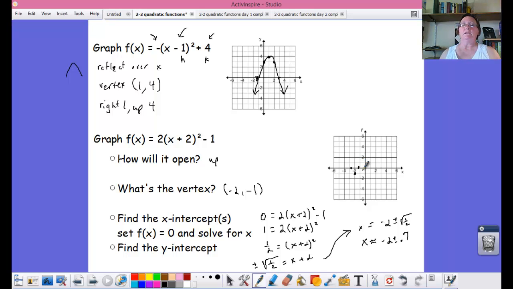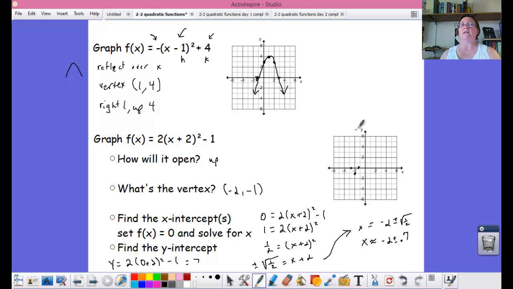The last thing that we can do to get ourselves a fairly accurate graph is find the y-intercept. And y-intercepts happen when x is 0. So we want to solve y equals 2 times 0 plus 2 squared minus 1. We need to figure that out because that will give us the y-intercept if we make x 0. So we're 2, and this is going to be 2 in here. 2 squared is 4, times 2 is 8, 8 minus 1.